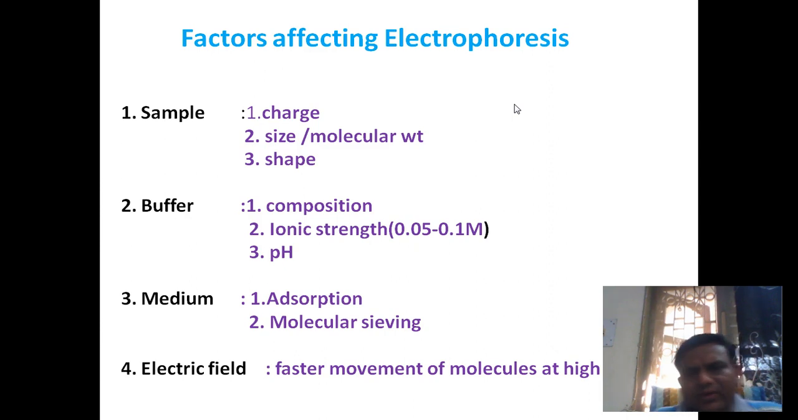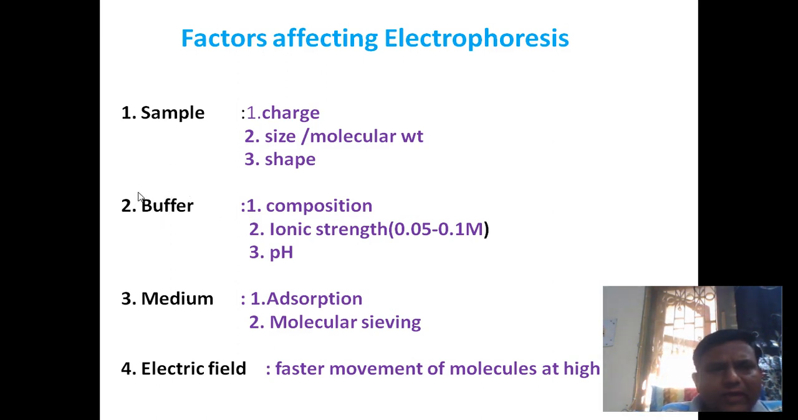Dear students, now we are going to discuss the factors affecting electrophoresis. Which factors are responsible for affecting the electrophoresis process? One by one we are going to discuss the different types of factors affecting electrophoresis. There is the sample, there is the buffer, there is the medium and the electric field. These are the four important factors which affect the electrophoresis process.